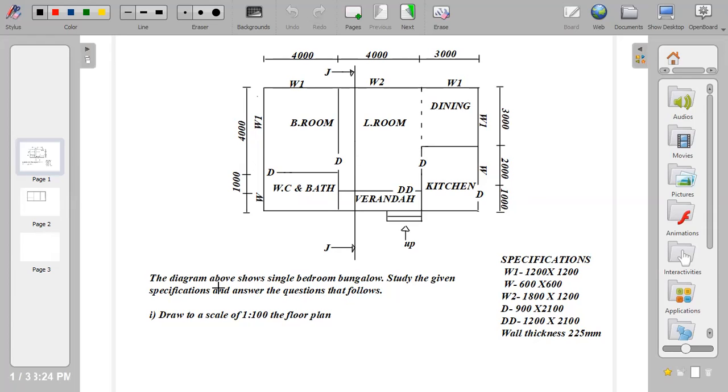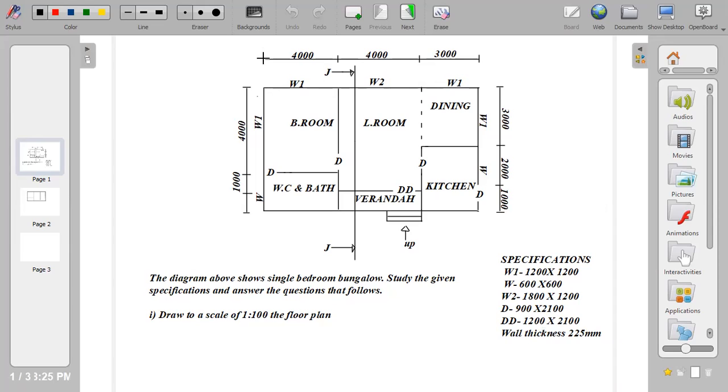The question says the diagram above shows a single bedroom bungalow. Study the given specification and answer the questions that follow. These are the specifications. You have your W1, 12 by 12, your W2, your D, your double door, your wall thickness. This single D is for single door, while the double D is for double door. The question says draw to a scale of 1 to 100 the floor plan. Let's study the sketch plan carefully.